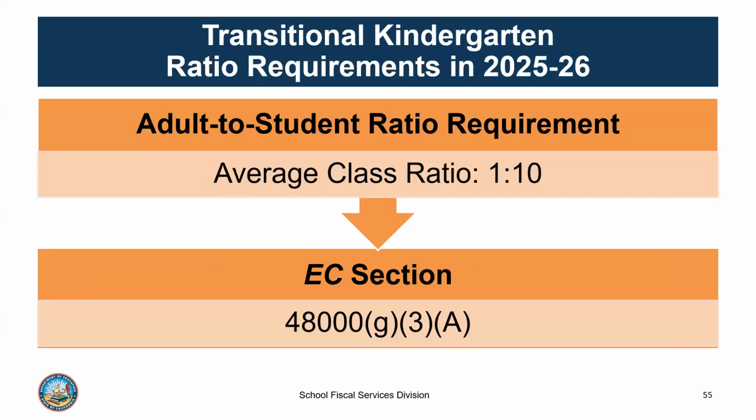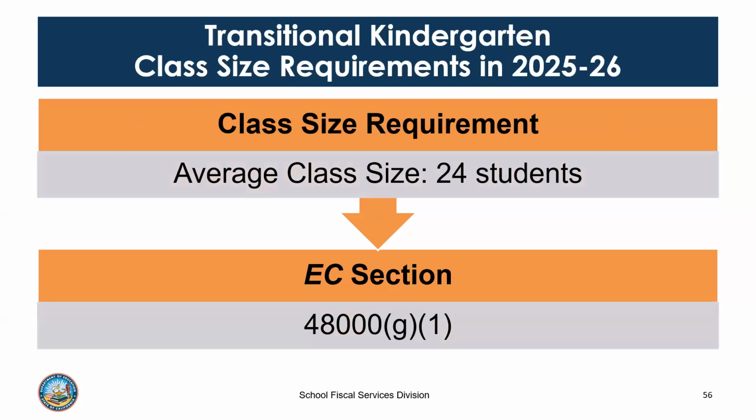Upon full implementation, there will be a 1-to-10 adult-to-student ratio in TK classrooms. The 1-to-10 adult-to-student ratio for fiscal year 25-26 will be based on an average by school site. The average class size requirement per school site in TK classrooms will be 24 students.